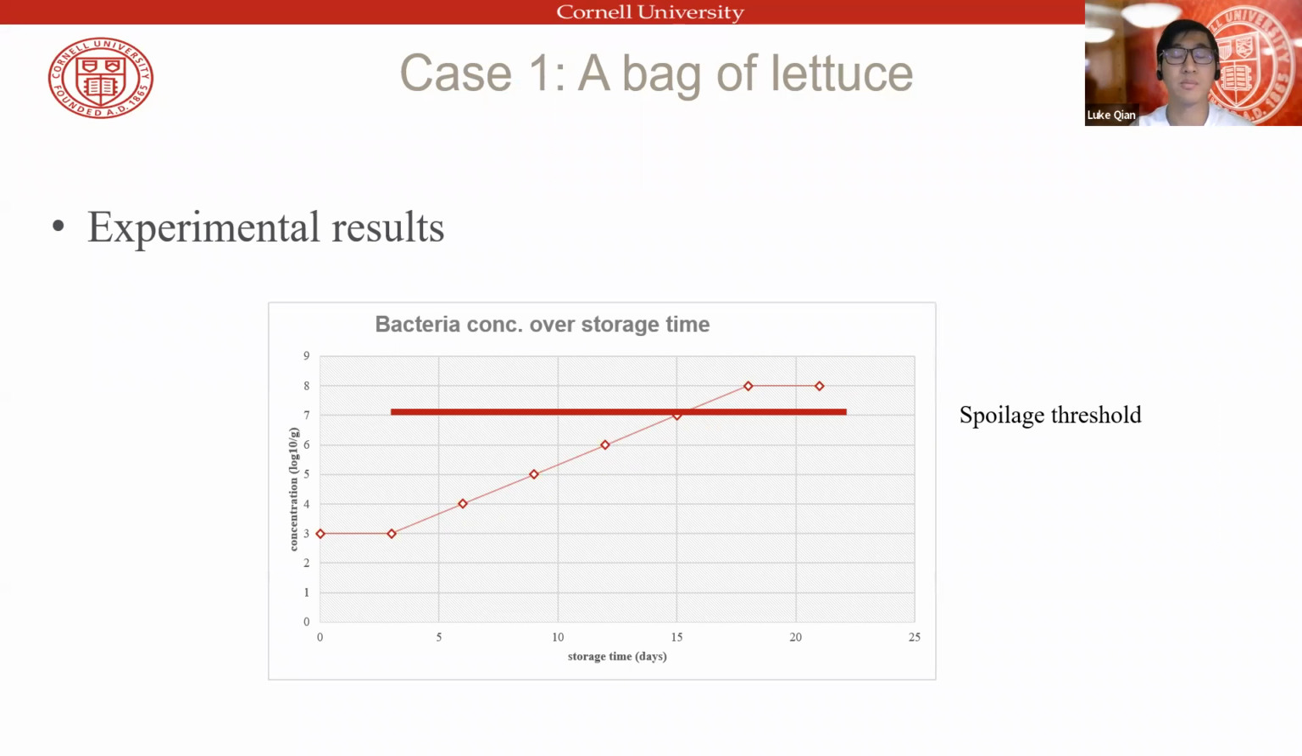To know when our product will be spoiled, we might already know a spoilage threshold beforehand. So if we know that, we can find a horizontal line in this plot and find out the corresponding time when the microbial loads exceed the spoilage threshold. In our case, this number is determined at 15 days. So we can simply say that this product's shelf life will be 15 days.